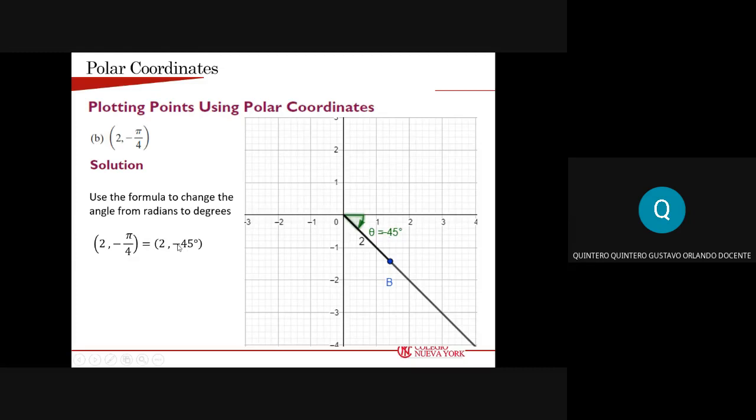Since the angle is negative, we are going to measure it downwards, clockwise. This is the angle now, negative 45 degrees. From here, we just measure 2. How? Well, we use a ruler. Take a ruler and from (0, 0), we measure to the point B. There we go. That is exactly the location of the point B. That's it: (2, negative 45 degrees).